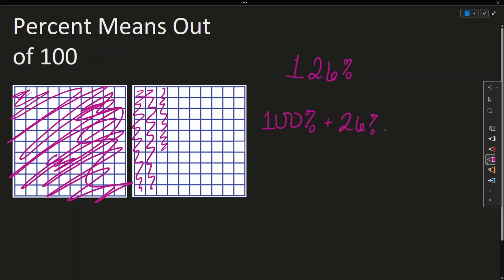This is an important idea for students. Percents greater than 100 are not wrong or impossible. They just mean more than one whole. For example, if someone completed 126% of a fundraising goal, that means they reached the full goal and then went beyond it.